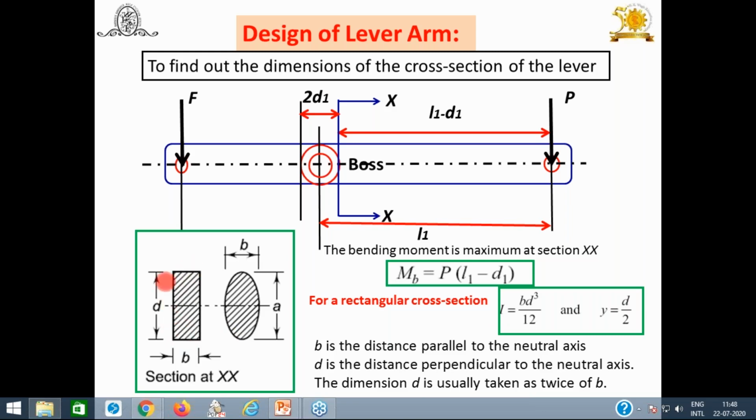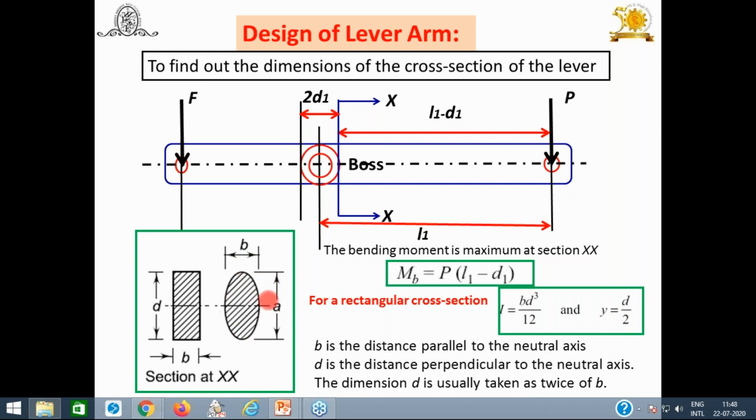Look at this D at the top, and this is the width B. D is the distance perpendicular to the neutral axis, and B is the distance parallel to the neutral axis. For a rectangular cross section, D is taken as two times B. And I is equal to B D cube by 12, and Y is equal to D by 2. You already studied this in strength of machine elements.